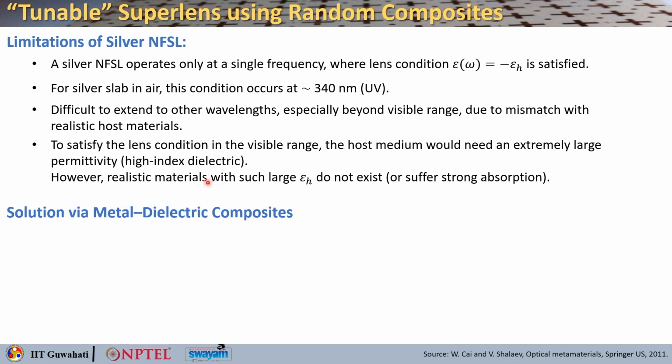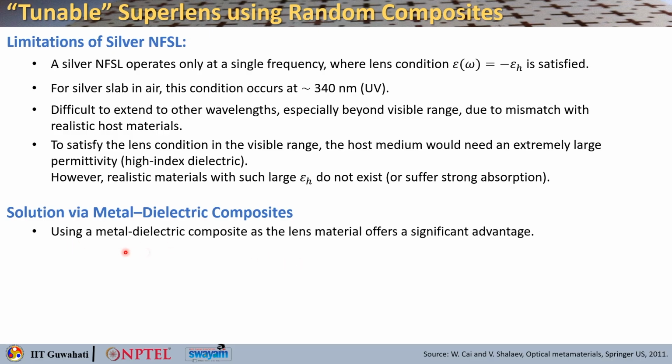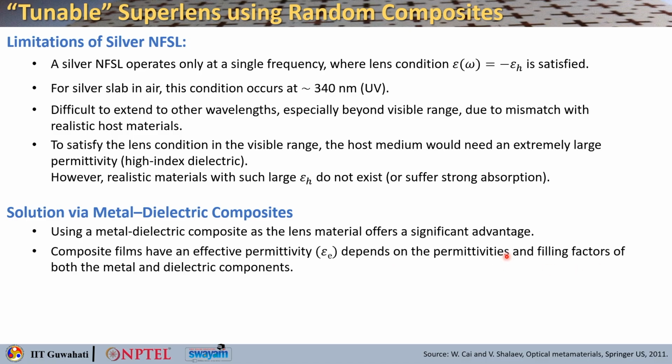So that is the practical limitation of making this super lens beyond the visible range. Now the solution here comes from using metal dielectric composites instead of silver. If you can use a metal dielectric composite as a lens material, that offers significant advantages.